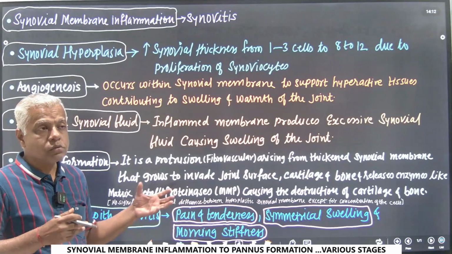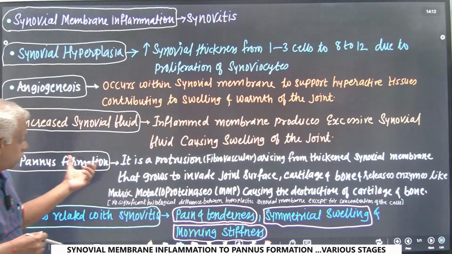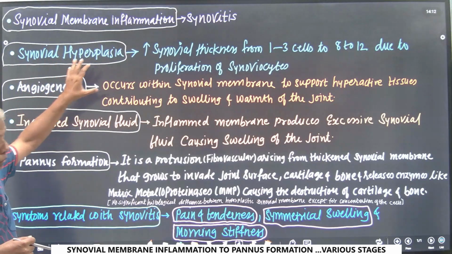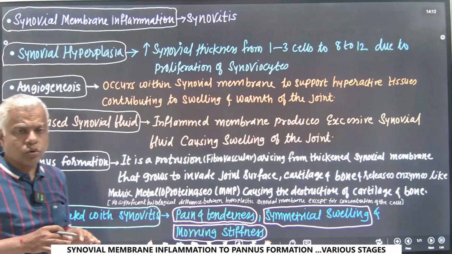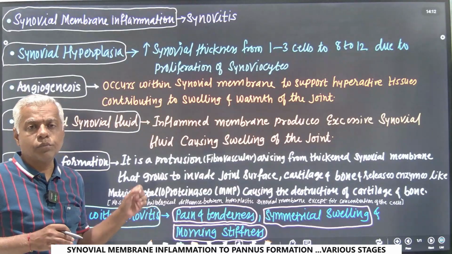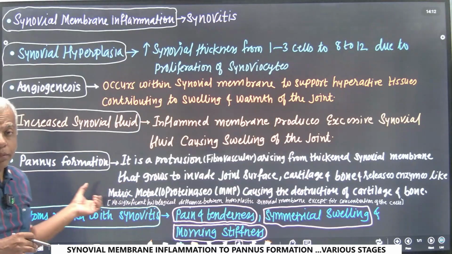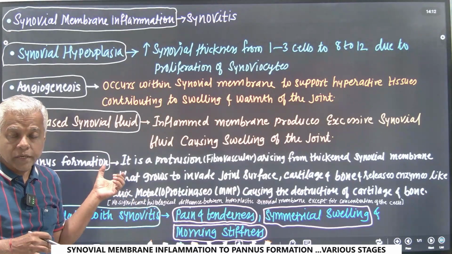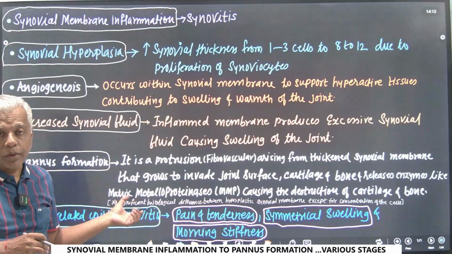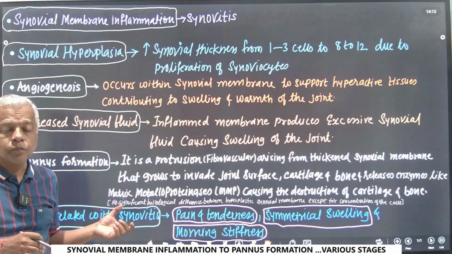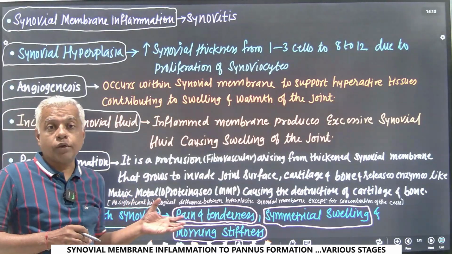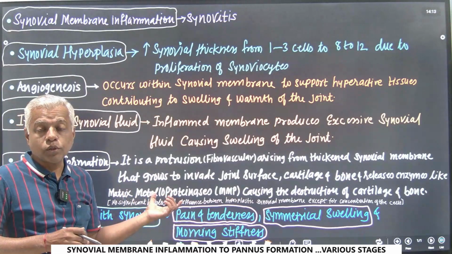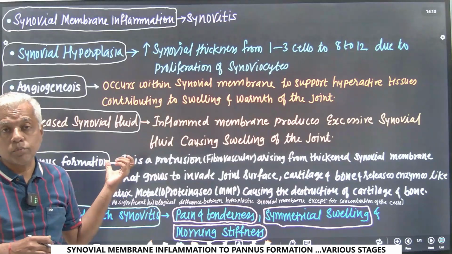So now see what is the histological difference between this hyperplastic synovial membrane and this PANNUS. Grossly there is not much difference between the two. The only thing is, in the PANNUS the concentration of cells is more as compared to the hyperplasia, especially the fibroblasts, which secrete the enzyme MMP. Their concentration is more in the PANNUS as compared to the hyperplastic synovial membrane.